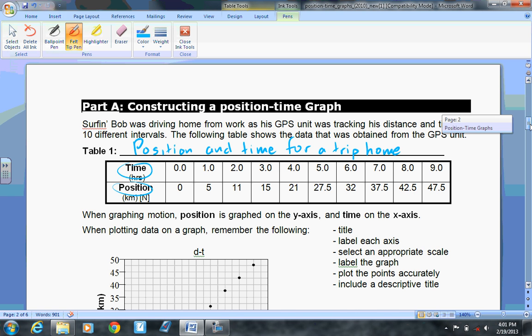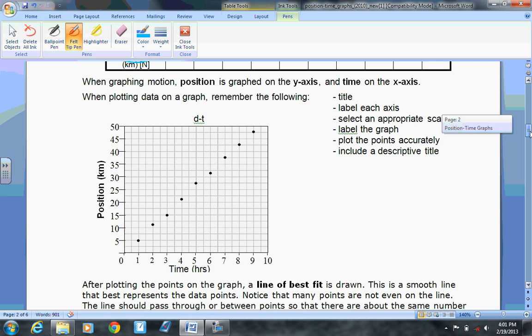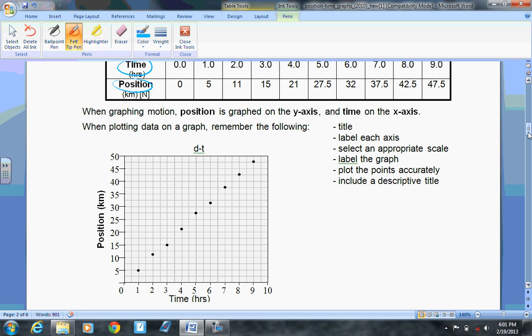Okay, now what we're going to do is take the information here, that position and time, and transfer that over to a graph. So just a couple of pointers when you're doing graphing. You want to make sure that the graph has a title. You want to label each axis, so we've done that already. You want to select an appropriate scale, label the graph, plot the points accurately, and include a descriptive title again.